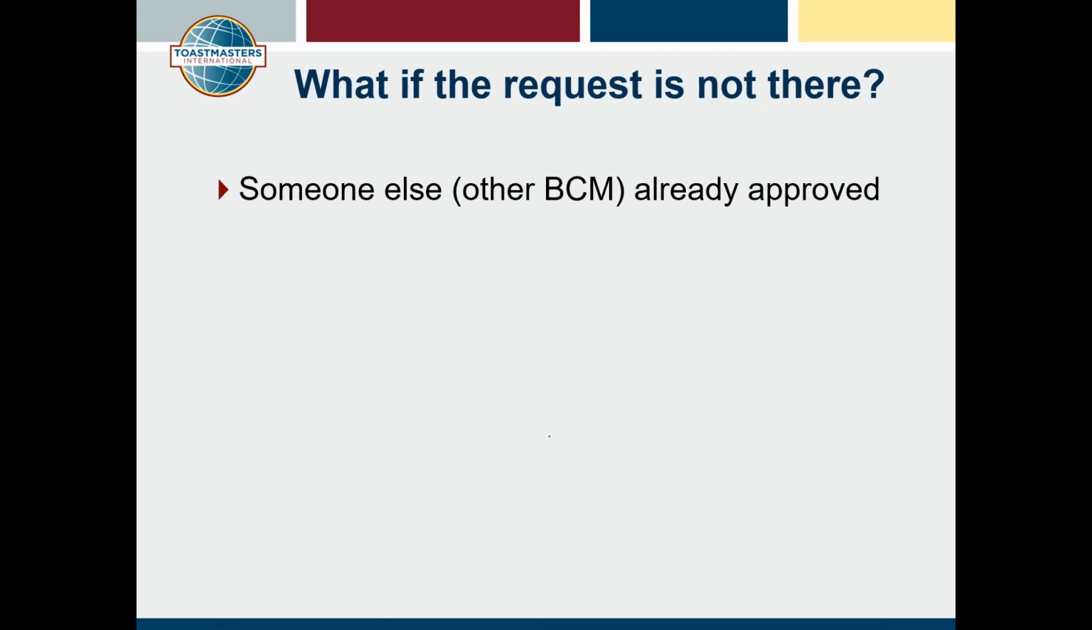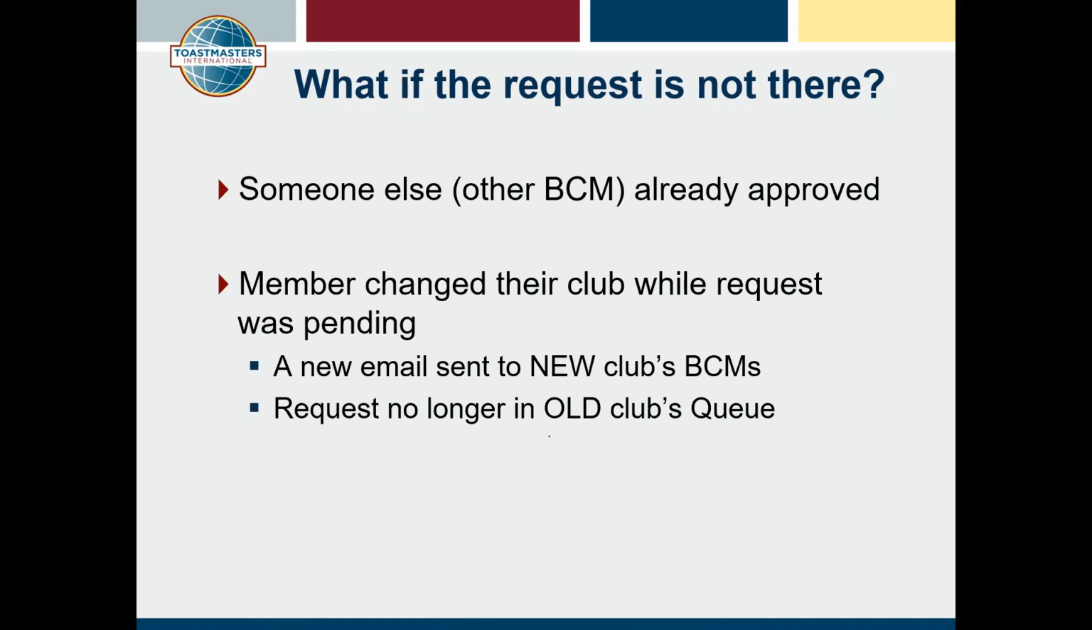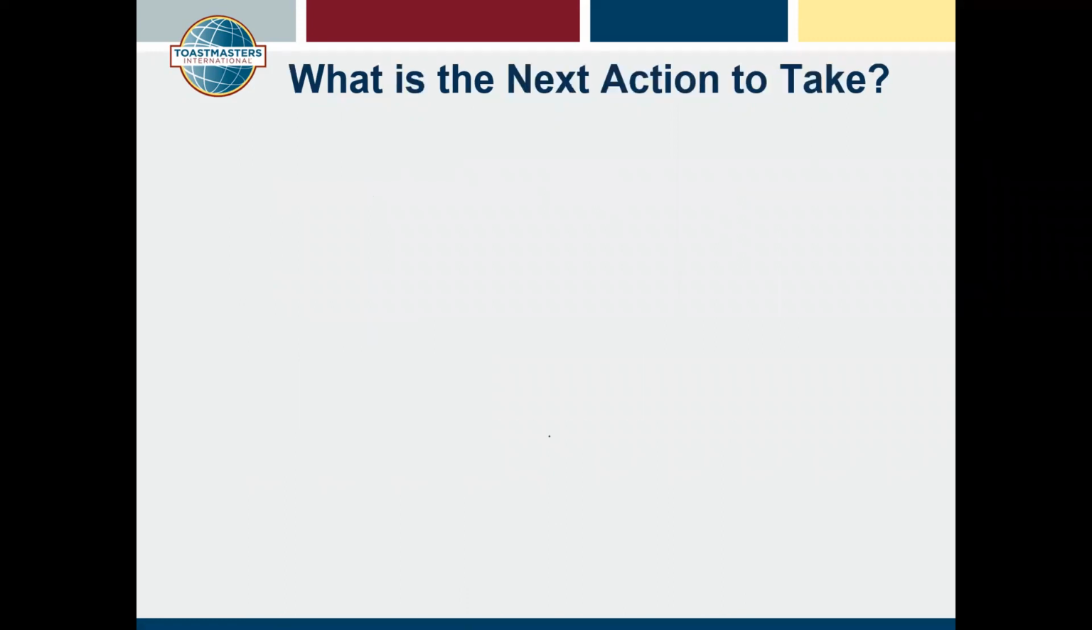So if the president happened to think you weren't going to get to it and went in and approved it, okay. And then again, the member maybe changed their club while the request was pending and it went to the new club. So that new email is sent to the new club's Basecamp managers and the request is no longer in the old club's queue. Now, what's the next action?